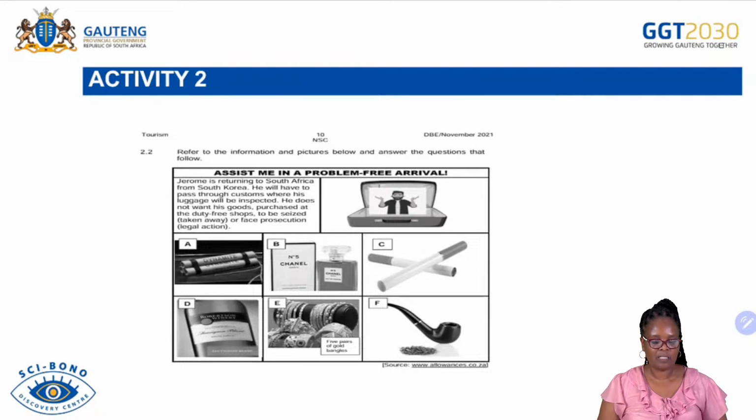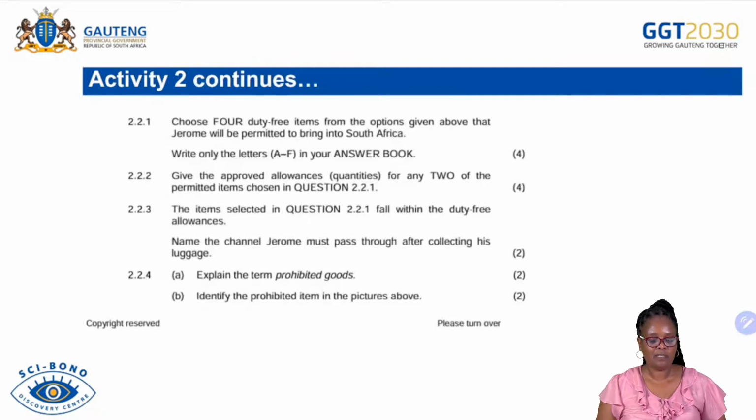Let's go to the third question. The third question says the items selected in question 2.2.1 again fall within the duty-free allowances. Name the channel Jerome must pass through after collecting his luggage. We don't need to go back there. I'm sure you are done.